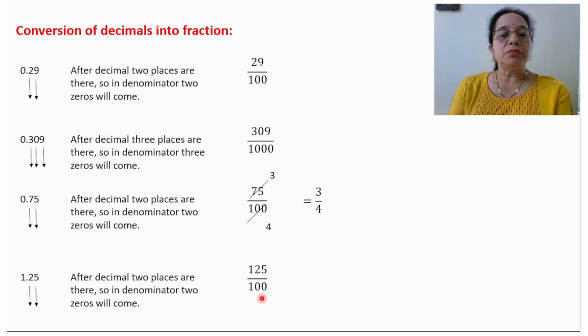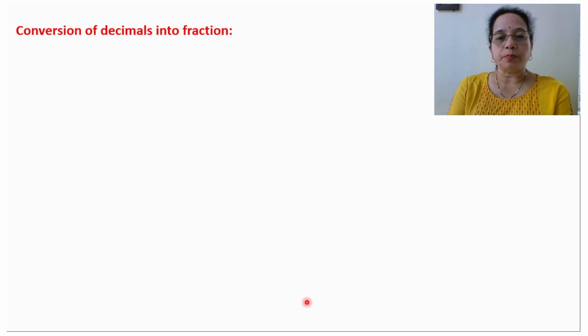Yes, these two numbers are divisible by 25, and if you don't know table of 25, you can cut by 5 also. So 25 5s are 125 and 25 4s are 100. So the answer will be 5 upon 4. So this is the way we convert decimals into fraction. Take few more examples now. Conversion of decimals into fraction.